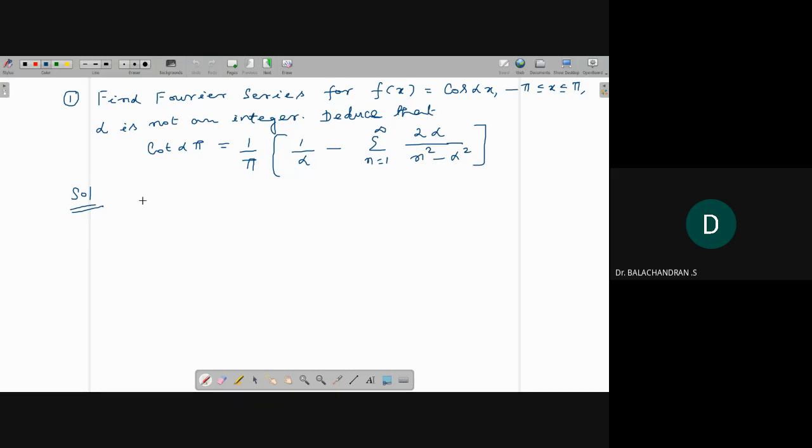Solution. So here 2l equal to 2 pi. This implies l equal to pi. Since cos alpha x is an even function in the interval minus pi comma plus pi, closed interval, in this interval it is even. Therefore bn equal to zero. Okay, bn equal to 0 for every n.